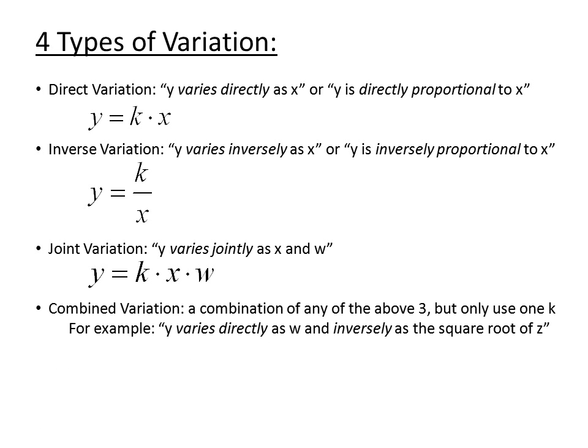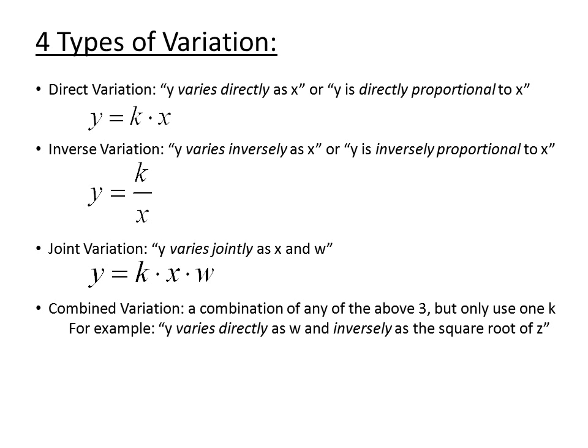The last variation doesn't really have its own operations that go with it. It's combined variation, and this is just a combination of any of the above 3, direct, inverse, or joint variation, but we only use one k. We're setting up just one equation with potentially multiple types of variation in it, but it's only one k value that we use.